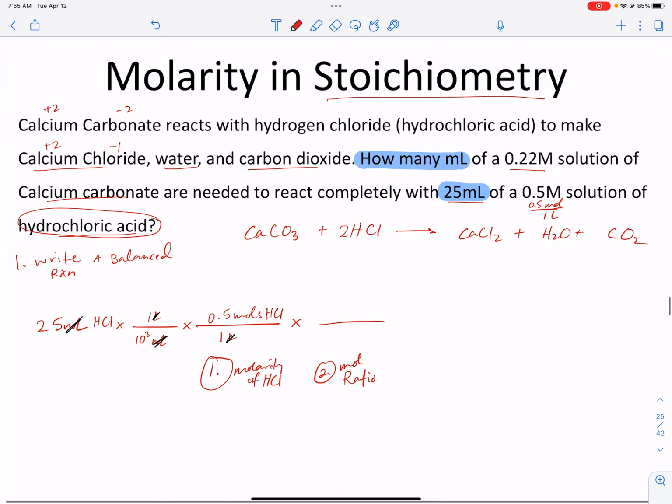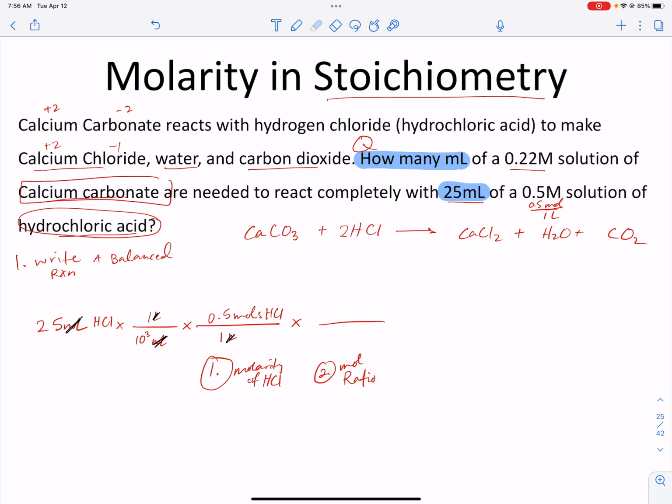And what are we trying to convert between? The question, which starts right here: how many milliliters of a 0.22 molar solution of calcium carbonate? So we're trying to find the volume of calcium carbonate. We're starting with the volume of HCl.